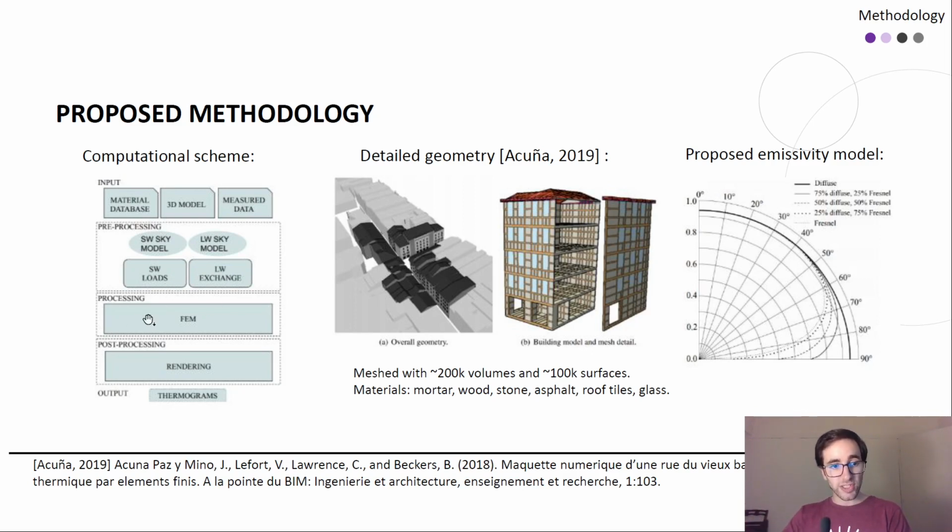Then we have a processing stage, which we don't detail very much in this paper, but it's basically based on the finite element method. So we grab this geometry and all this input and preprocessed radiation data, and we generate the temperature of all the points in the scene, or all the triangles or elements of the scene, to then do the most important part here, which is the post-processing.